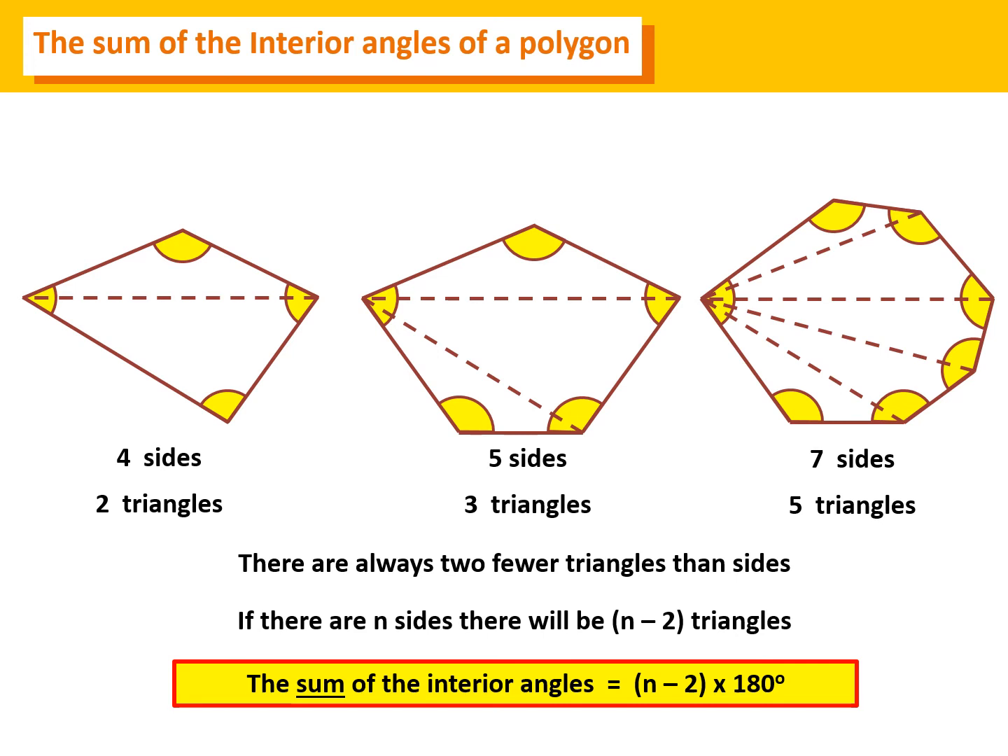That's a really important result. That's why it's in a yellow box, that the sum, the total of the interior angles of a polygon is equal to n subtract 2 lots of 180, where n is the number of sides of the polygon.